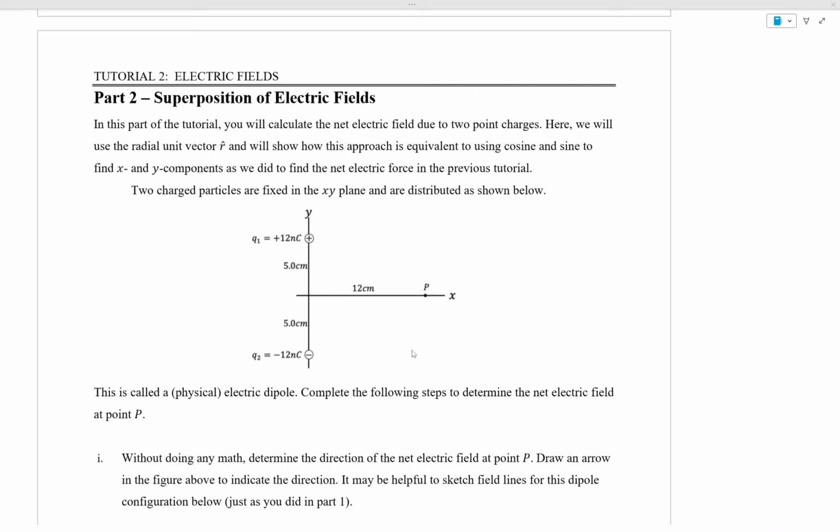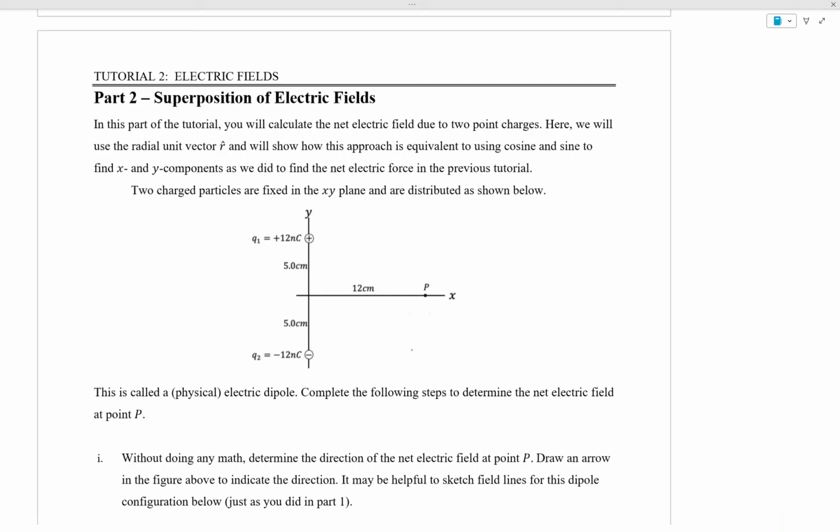So the configuration that we're going to look at is the dipole. We have it arranged vertically, and we want to look at what's happening at this point P. It's on a line that's equally between the two charges, but not right between them. It's off to the side, along the x-axis here. So what does this look like?